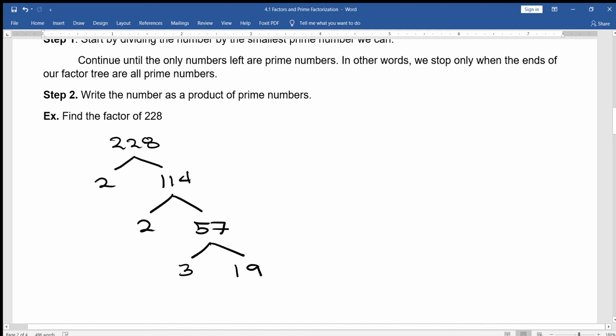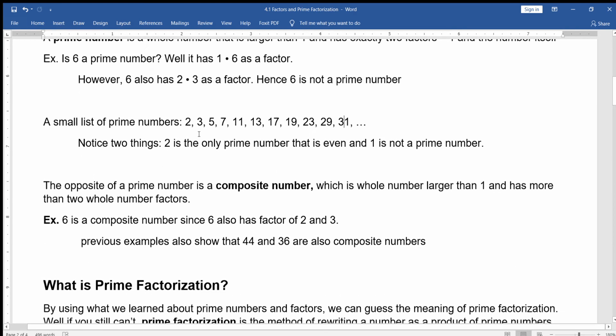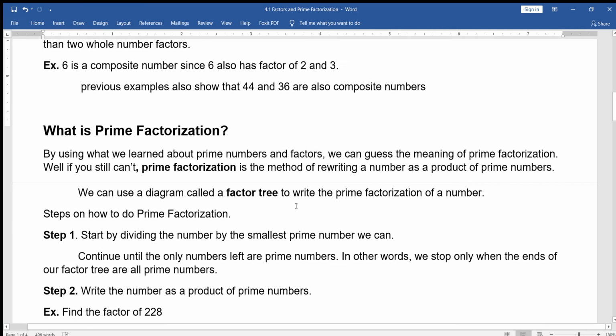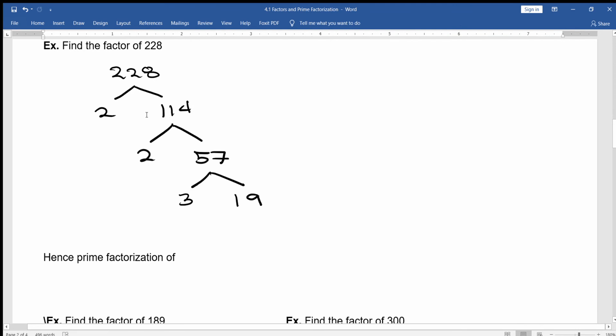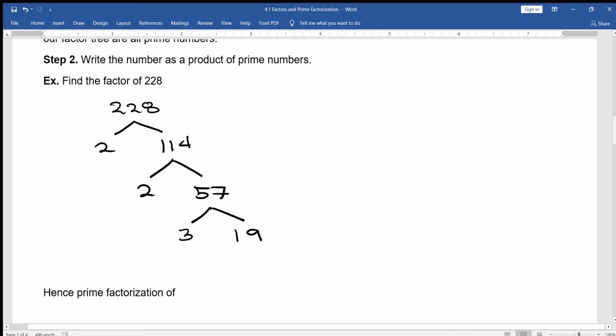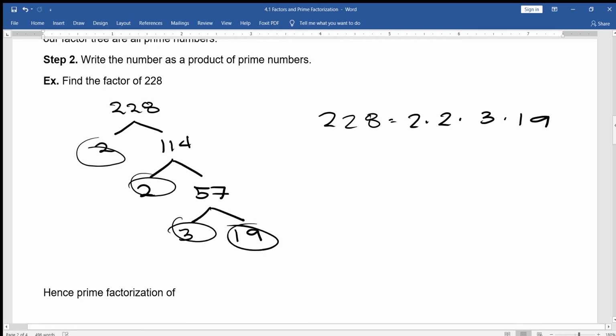Is that all? Is 19 a prime number? Let's go check. Yes, it's a prime number. That's why we stop. So we're going to rewrite 228 as equal to 2 times 2 times 3 times 19. And that's all. That's how you do prime factorization. You're going to rewrite 228 with all the endings.